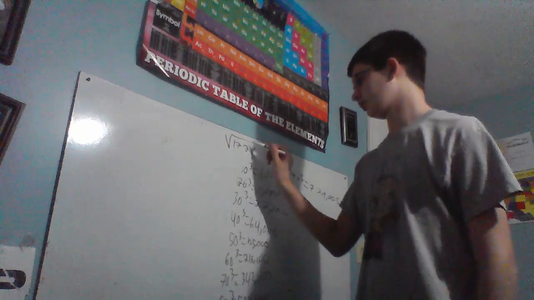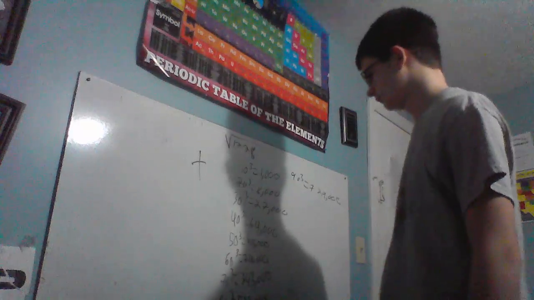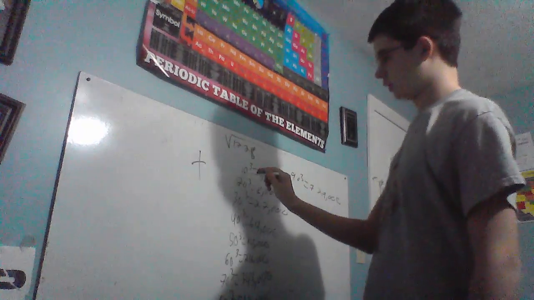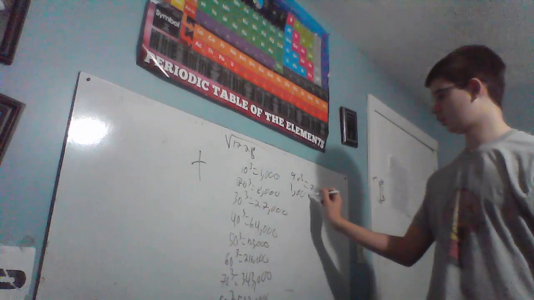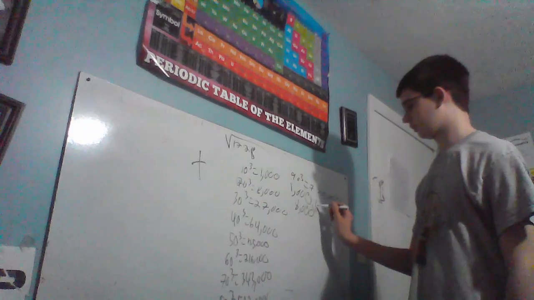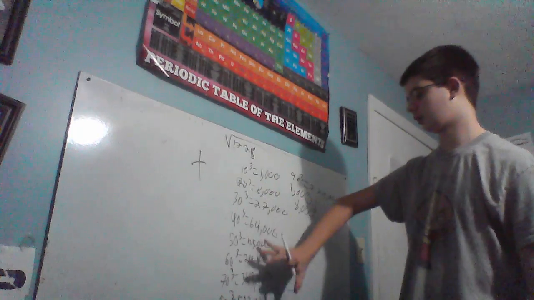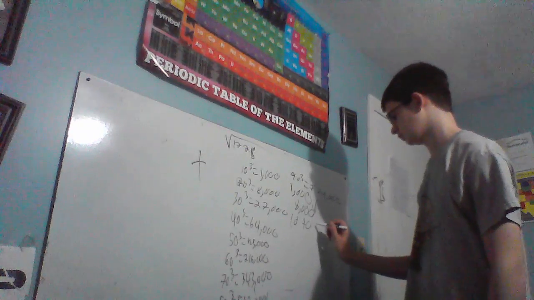So the cube root of 1,728, right? Well, you know it's going to be a positive number, and you know that it's going to be between 10 and 20, right? Because 10 cubed is 1,000 and 20 cubed is 8,000. So it's in the middle of these. So you have to determine the middle, right? So it's between 10 and 20.